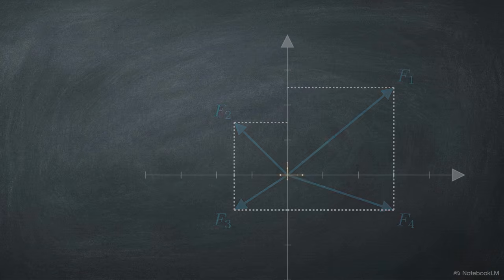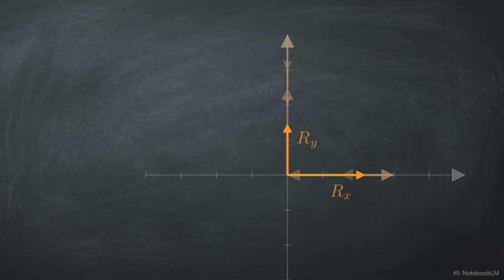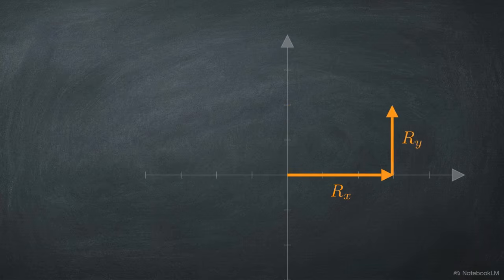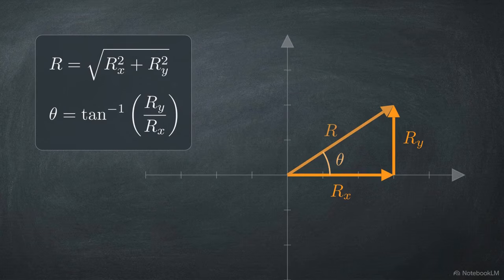Using basic trigonometry, we break each individual vector into its x-axis and y-axis components. We then sum the x and y components algebraically. This reduces the entire system to just two values, the total horizontal component, Rx, and the total vertical component, Ry. These two final values form the legs of a right triangle. By applying the Pythagorean theorem, we find the final magnitude of our resultant vector, R. We then derive the exact inclination angle of the resultant by taking the inverse tangent of Ry over Rx.